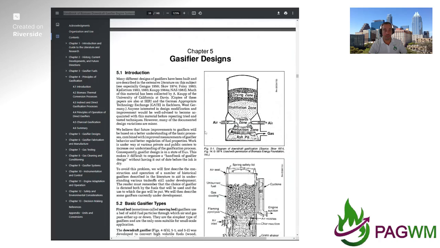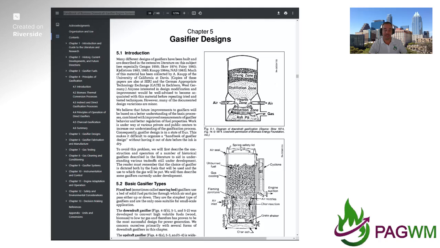So that's our chapter 4. Next, we'll go into the actual gasifier designs. That should be pretty interesting.